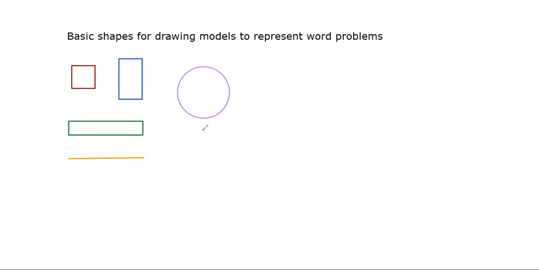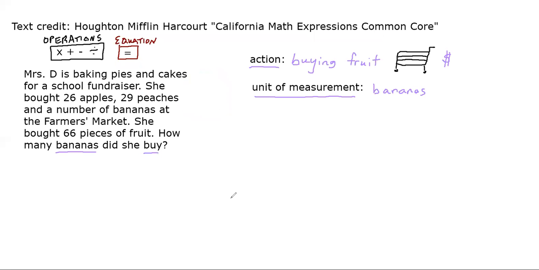Every once in a while, you might need to use a triangle, but pretty much these shapes that you see right now will work nicely. I recommend having these shapes in front of you on a separate piece of paper when you're working on your word problems. You can draw them yourself, or you can print out a hard copy from the internet.